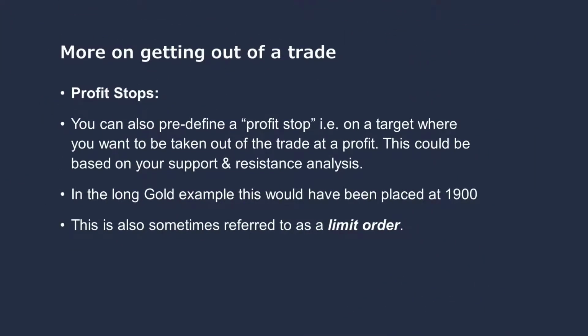So some more on getting out of a trade. Profit stops. We talked about stop losses and getting out of bad trades. You can use profit stops as a target measure. So in our gold example, we could have placed that at 1900 and we could have gone away and it would have done itself automatically. These can also sometimes be referred to as limit orders.